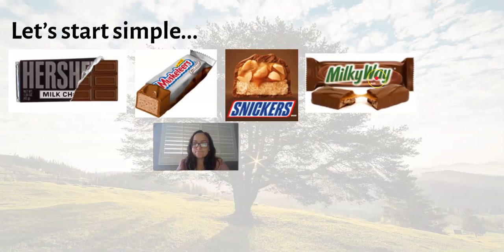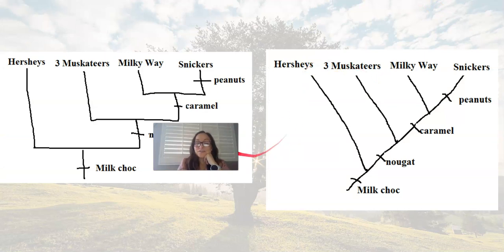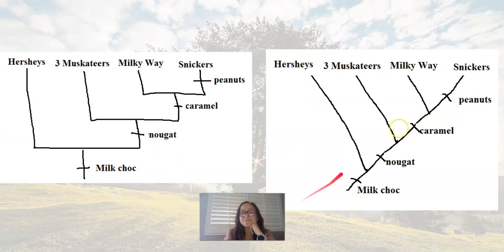Okay. So if you were to start simple with different candies, here's how you could draw them. You could draw them in two styles. This is a cladogram where you have milk chocolate as a trait that you find in all of them. That'd be an ancestral trait. And then nougat would be a shared derived trait between the Three Musketeers, Milky Way, and Snickers. Caramel would be in the Milky Way and Snickers, and peanuts would be unique to Snickers. But if you prefer drawing it in this way, this would also represent the same thing.